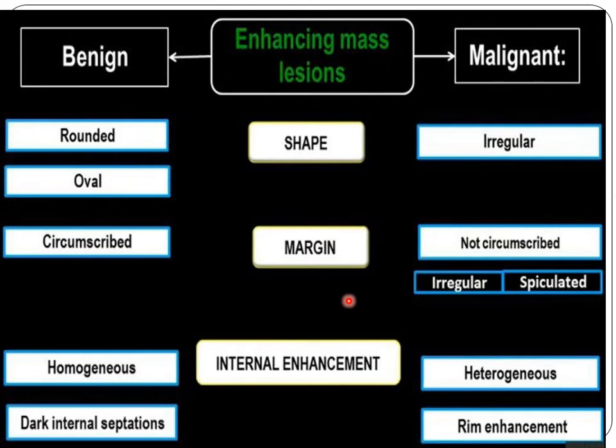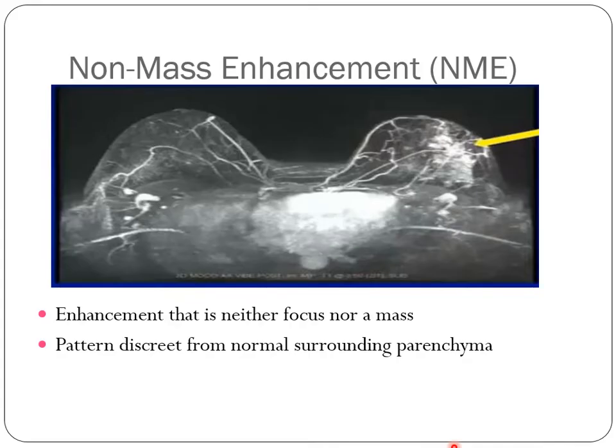Briefly, what we talked about is that an enhancing mass lesion is either benign or malignant. If the shape is round or oval, it is more consistent with benign, but if it's irregular, it's more consistent with malignant. About the margin, if it's well circumscribed, it's mostly benign, but if it's not circumscribed, meaning irregular or spiculated, it's malignant. For internal enhancement, homogeneous enhancement and internal septations are mostly benign, while heterogeneous rim enhancement is mostly malignant.